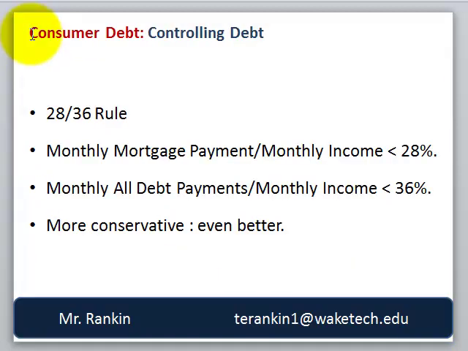To control debt, a couple rules of thumb. First, there's a 28-36 rule. Your monthly mortgage payments divided by your monthly take-home income should be less than 28%. All debts should be less than 36%. The more conservative, the better.